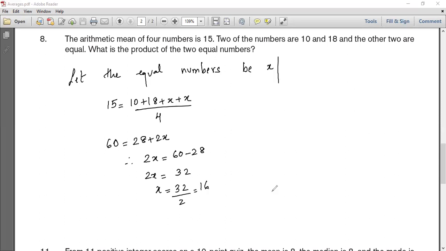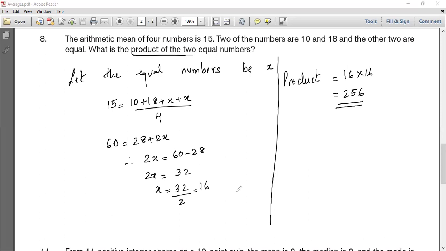Now this is not my final answer. The final answer is what is the product of the two equal numbers. So the product will be 16 times 16, which will be 256. We should be reading the question two times because sometimes kids leave the answer at 16, but the answer is not 16. You have to read further. So question number 8, the answer is 256.